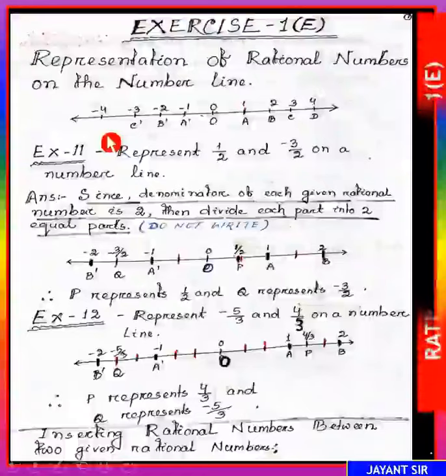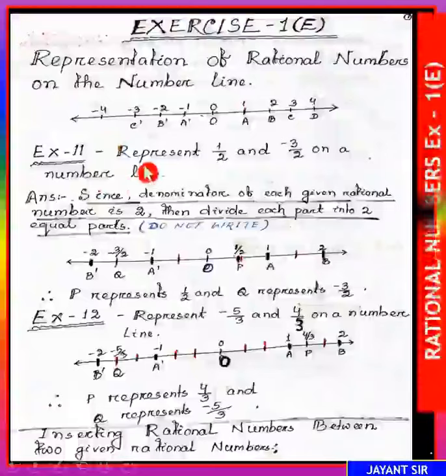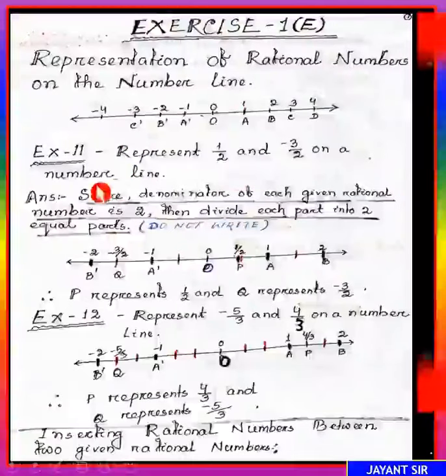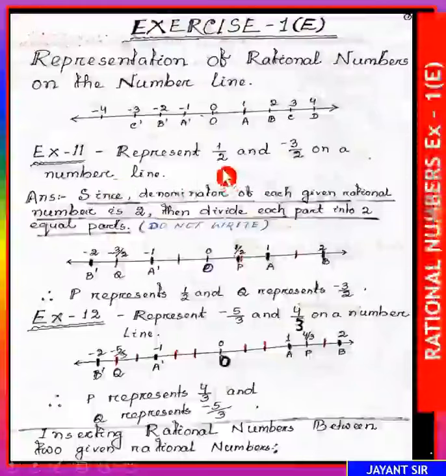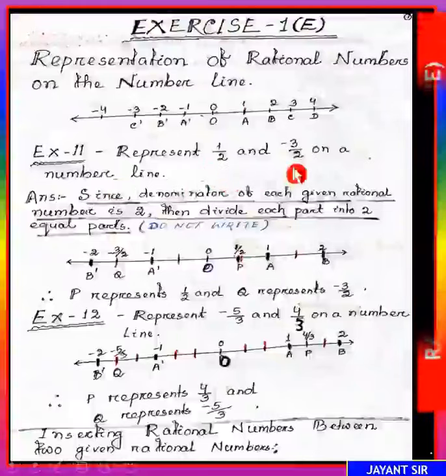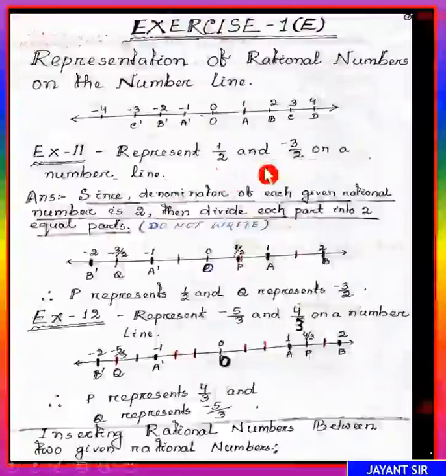Children, now open your book, page number 22, example 11. The question is given: represent 1/2 and -3/2 on the number line. Children, here you observe that both the denominators are same.